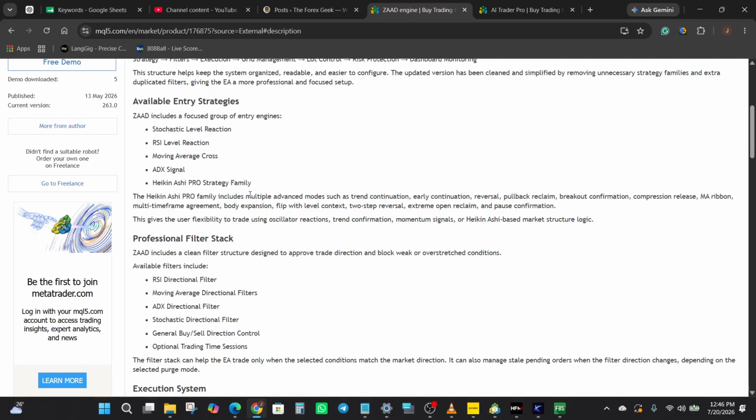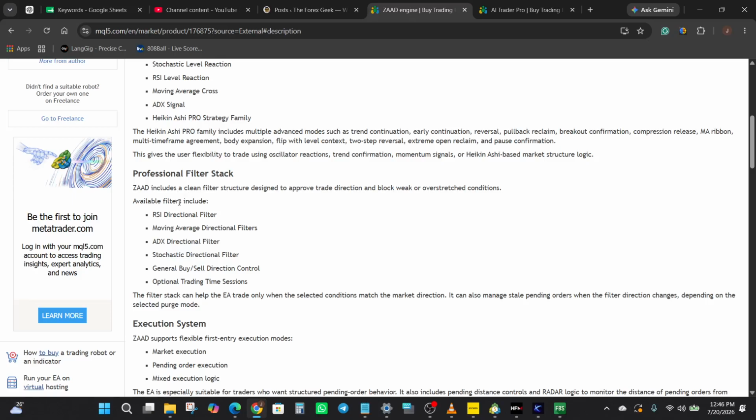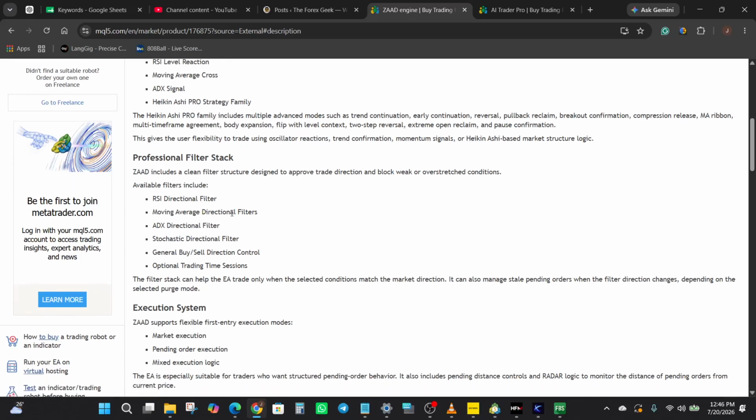With numerous specialized modes covering trend continuation, reversal, pullback, claim, and breakout confirmation, amongst others. Right, so moving into the filter stack, there are directional filters based on RSI, moving averages, ADX, and stochastic, along with general buy and sell direction control and optional trading sessions, all designed to approve or block trades based on whether conditions match the selected direction.